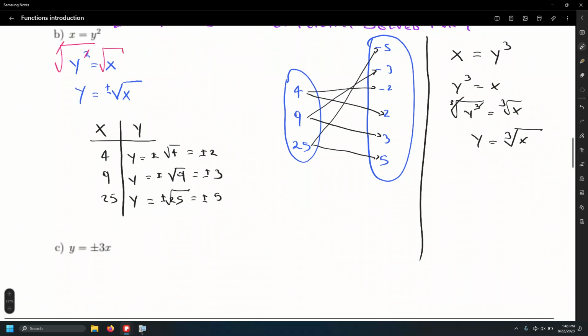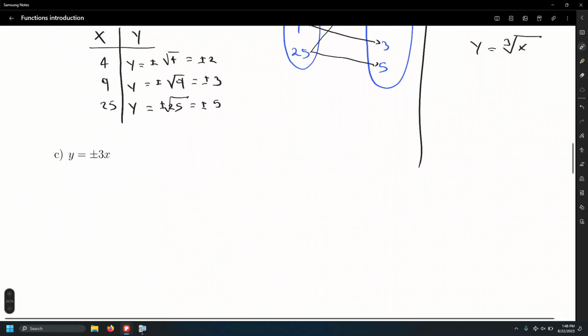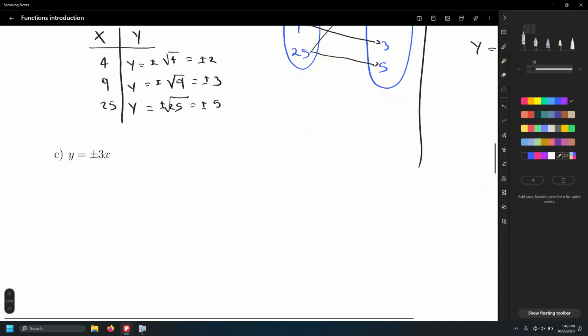And let's see. For letter C, I think we can already tell whether this relation is a function or not. What would you say about it? Not a function, right? How come? Well, it's this plus or minus messing it up. Two outputs for a single input. All right, two outputs for a single input. Therefore, not a function.